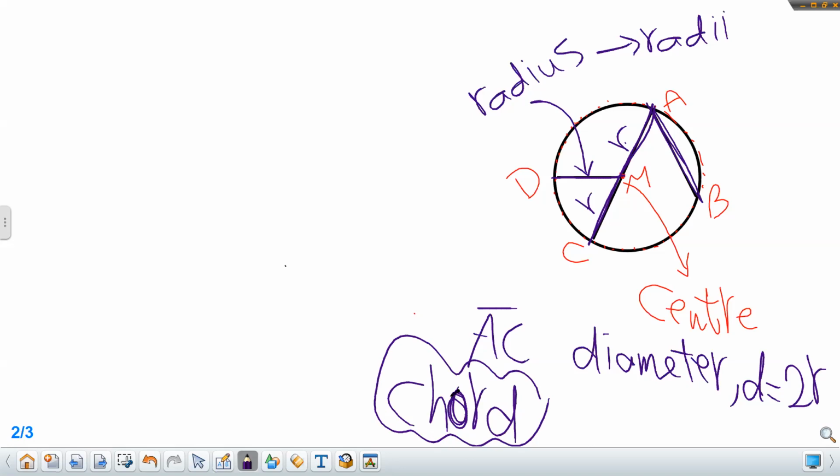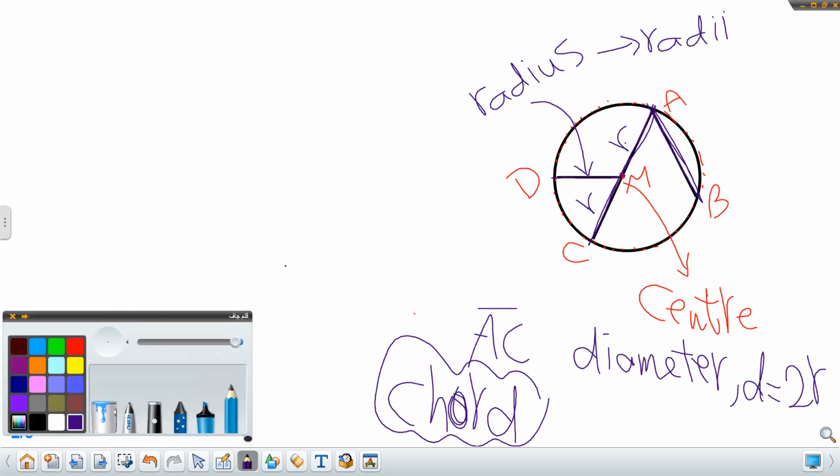AC is also called a chord, but AC is a special case of the chord because it passes through the center of the circle. So AC is called a diameter or a chord, but it's better to say diameter because it passes through the center of the circle. But AB is called a chord, just a chord. Okay, this is number 4.